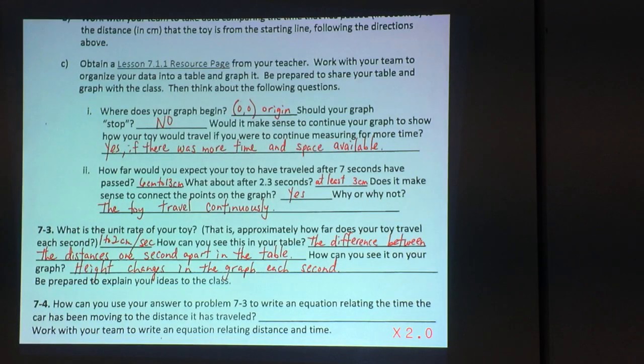Question 4. How can you use your answer in problem 7-3 to write an equation relating the time the car has been moving to the distance it has traveled?